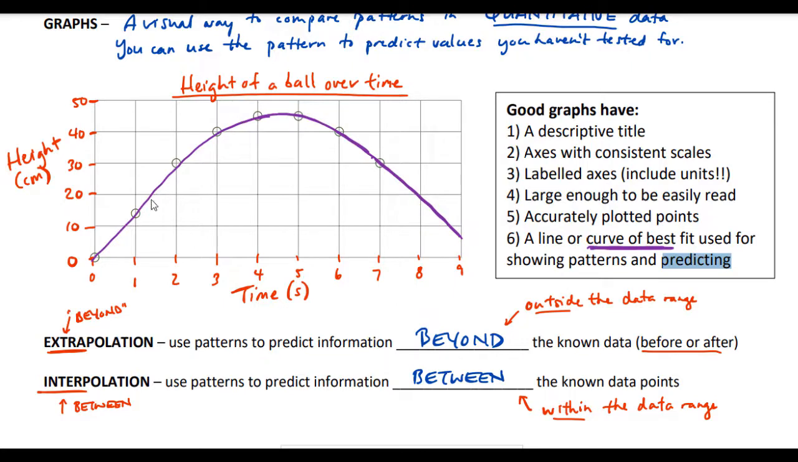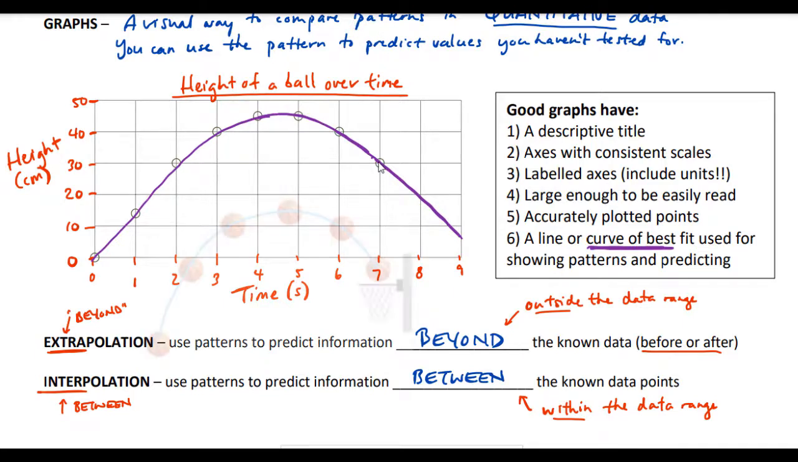Okay. The idea of going in between the data points that you have is called interpolation. Inter means between. So that's when you're predicting information between the points that you actually know. So you're within your data range. Inter, between.